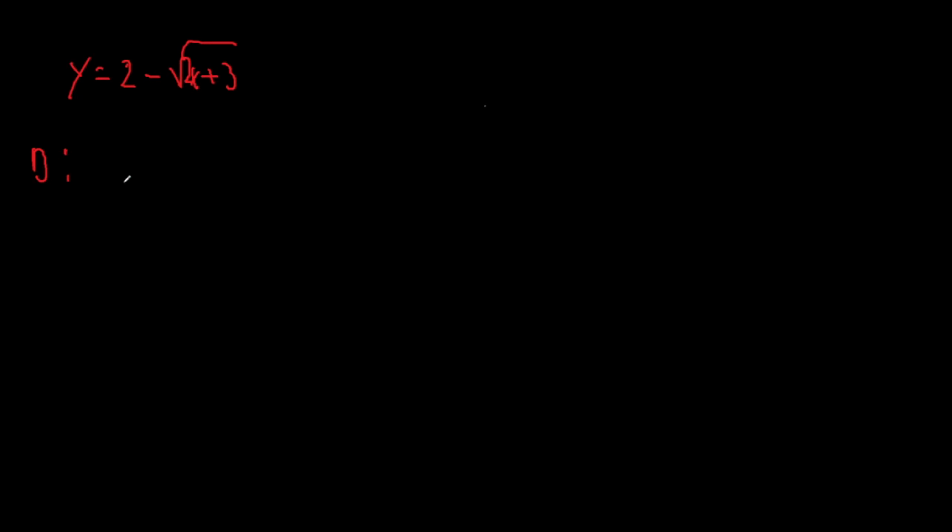nothing inside a square root can be negative. It can only be 0 or greater. So what we're going to say is that the square root of 2x plus 3 is greater than or equal to 0, which means that 2x plus 3 is also greater than or equal to 0, because if it's 0, then the square root of 0 is 0.